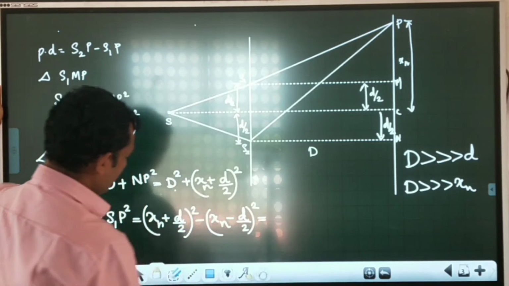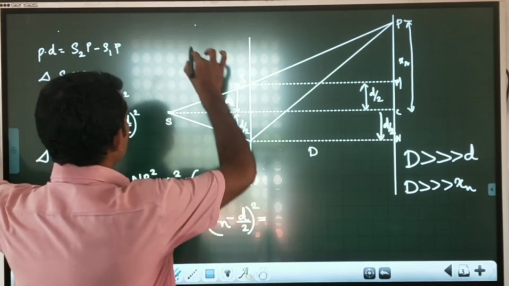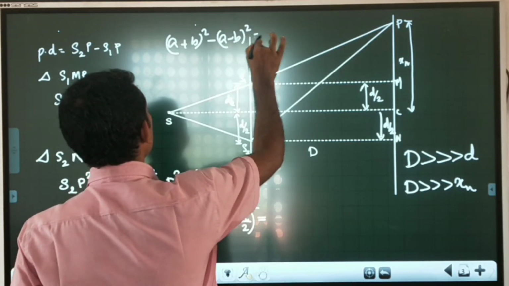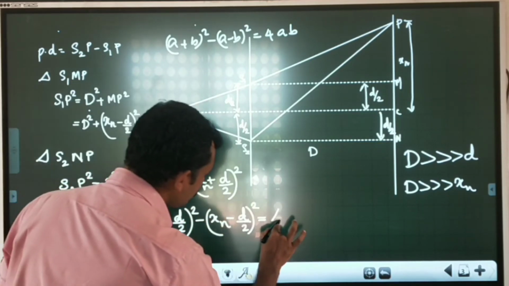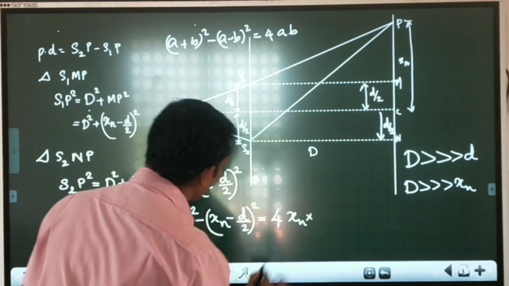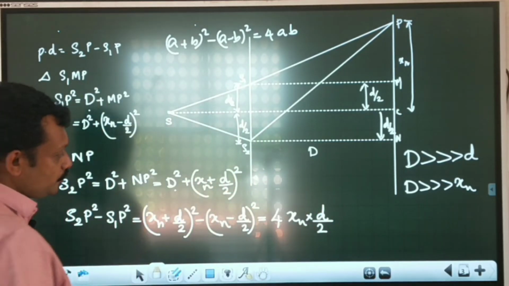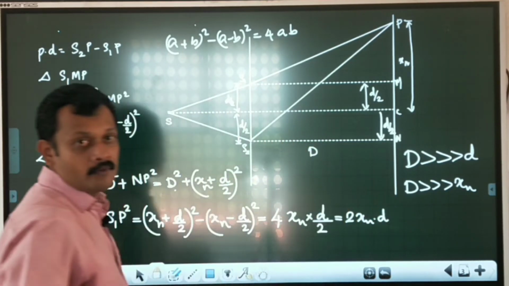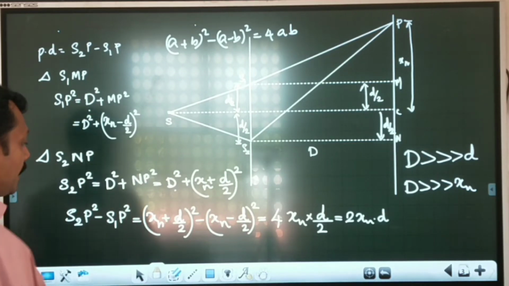What does this come out to be? Xn plus d by 2 the whole square minus xn minus d by 2 the whole square. I am using the identity a plus b the whole square minus a minus b the whole square is equal to 4ab. Just learn it. In place of a we have xn, in place of b we have d by 2: 4 xn multiplied by d by 2, which is 2 xn d, right? S2P square minus S1P square is 2 xn multiplied by d.